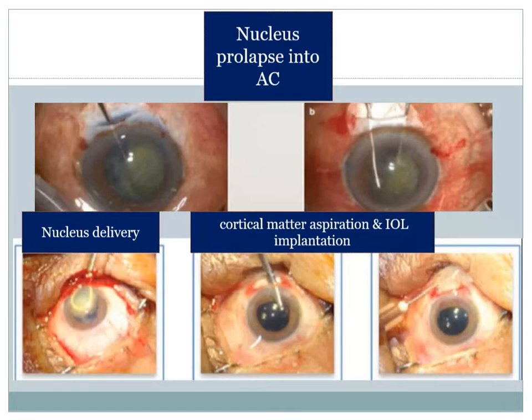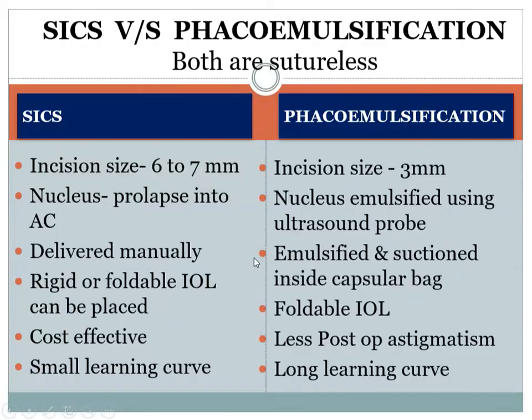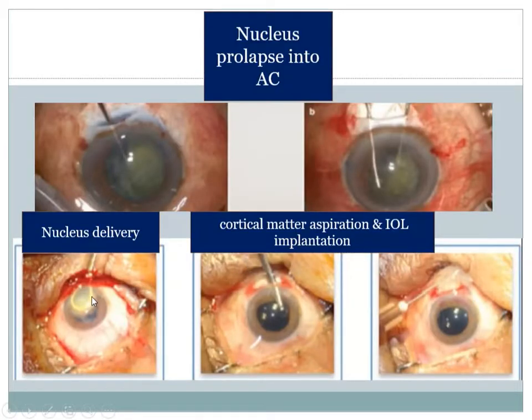So what we are doing here is we are trying to bring the nucleus, put some fluid between the nucleus and the capsular bag, trying to rotate the nucleus and bring it to the anterior chamber. So once it is in the anterior chamber, what you will do is you use this instrument called the wire vectis and deliver the nucleus intact in toto. This is the most important difference between phacoemulsification and small incision cataract surgery.